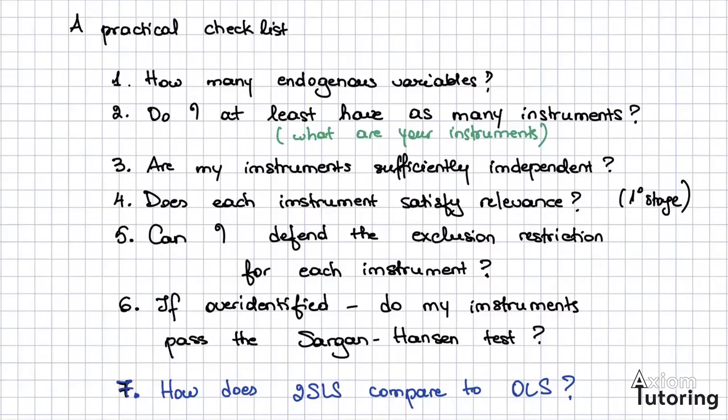A valid IV strategy, remember, requires a relevant instrument, a defensible exclusion restriction, satisfied order and rank conditions, and 2SLS uses the instrument's claimed variation to recover a causal effect. Now that we have the complete picture, in the next video, we derive the 2SLS estimator formally and see exactly where the formula comes from. So stay tuned, and I'll see you then.